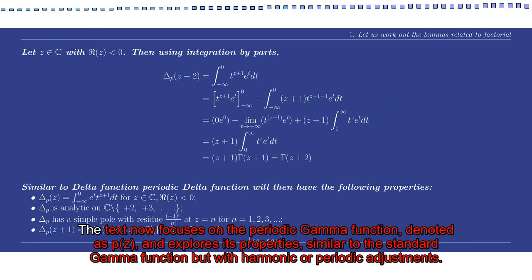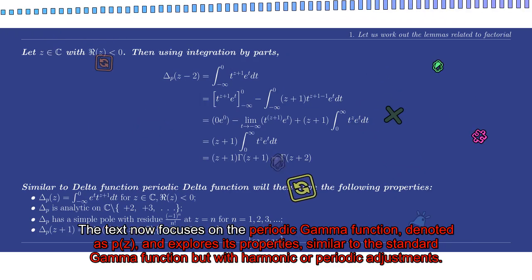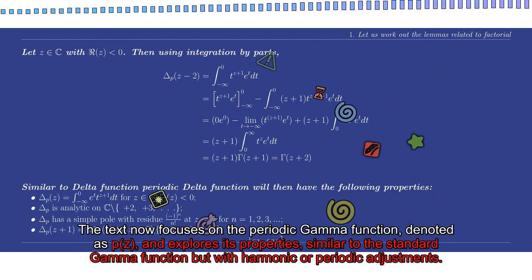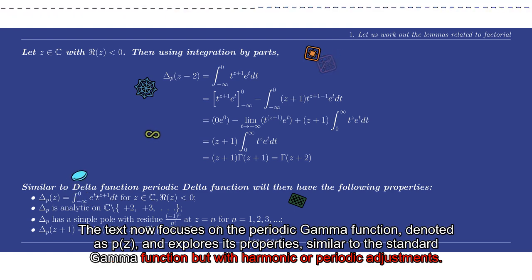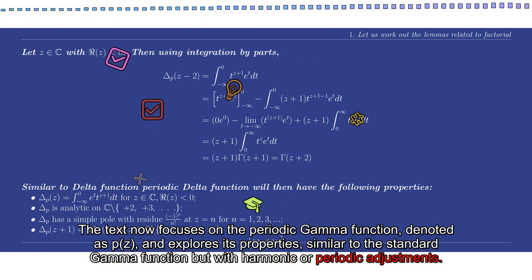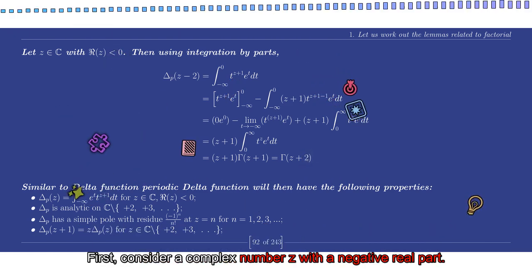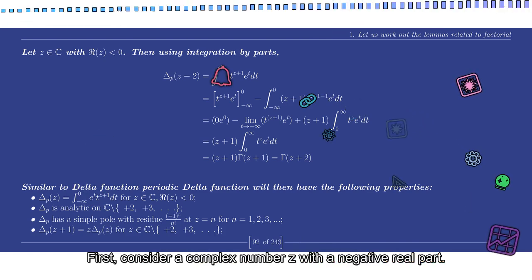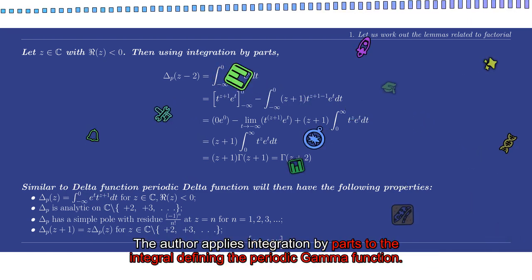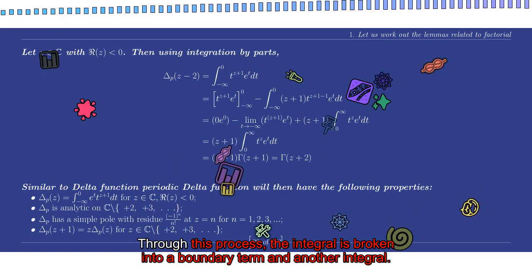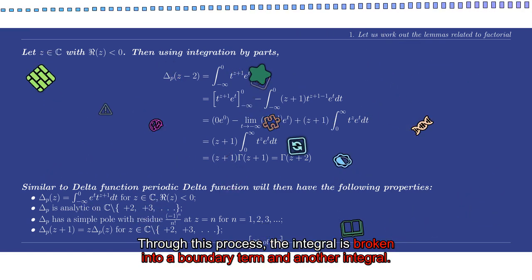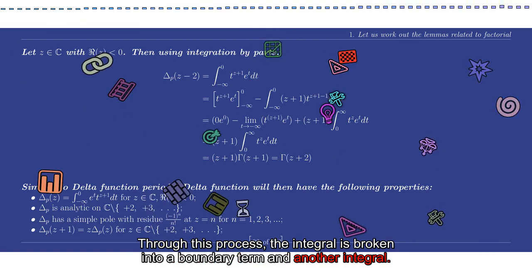complex plane. The text now focuses on the periodic gamma function, denoted as pz, and explores its properties, similar to the standard gamma function but with harmonic or periodic adjustments. First, consider a complex number z with a negative real part. The author applies integration by parts to the integral defining the periodic gamma function. Through this process, the integral is broken into a boundary term and another integral.